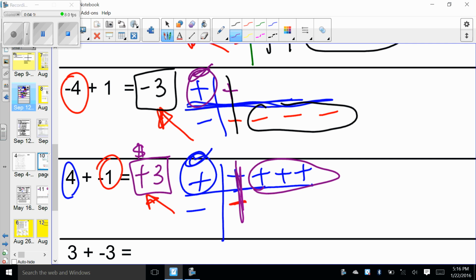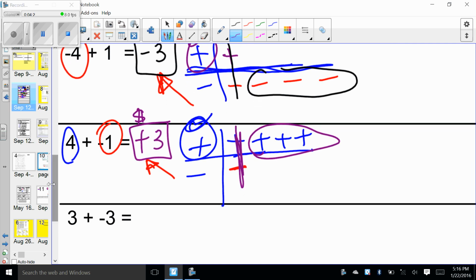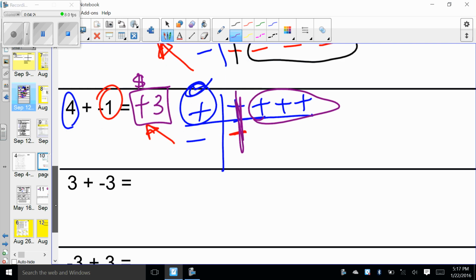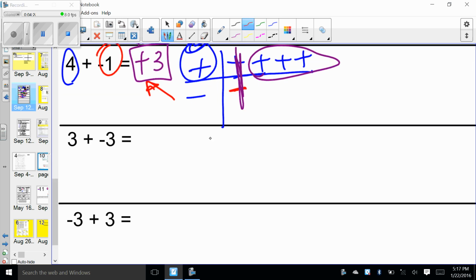How did you do? Take a look at that and see if you were able to have some success in that problem. All right, let's keep rolling through these problems here. So this next problem in our positive negative chart.